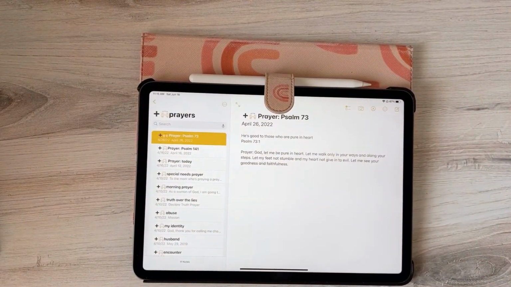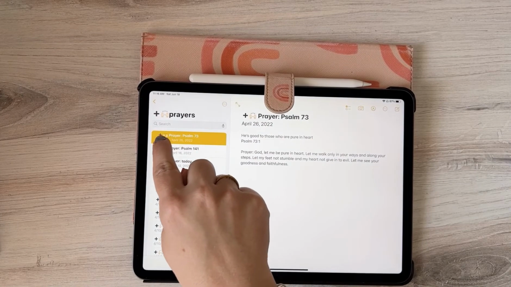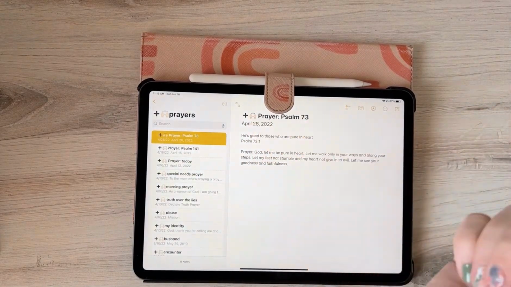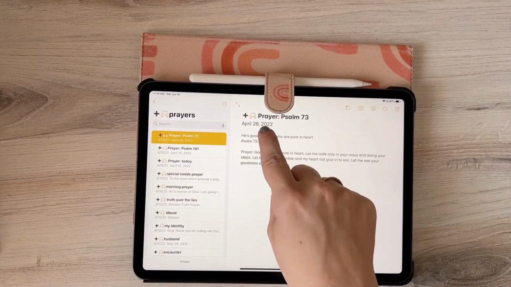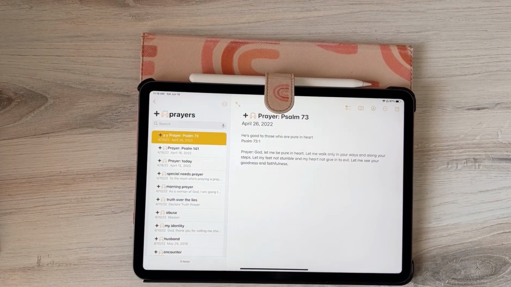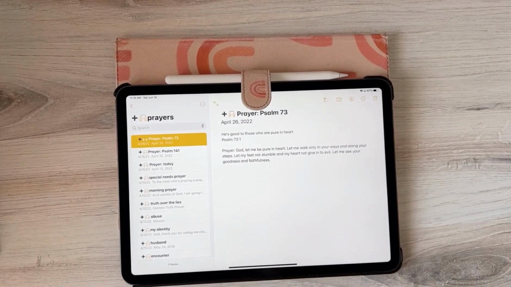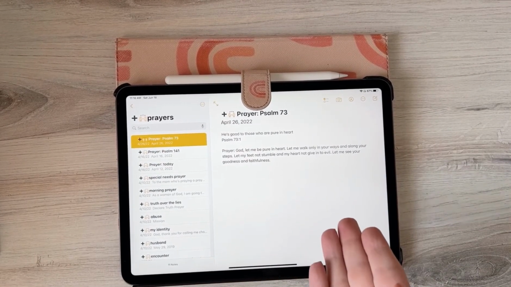This one is prayers. So again, you'll notice I organized them with that and then the little praying hands. And then I do the date too. So sometimes I'll write this in my prayer journal, but if I don't have my prayer journal with me, then this is when I will take a note.